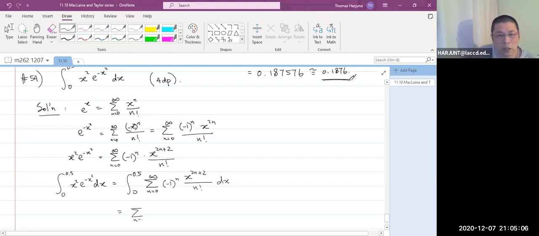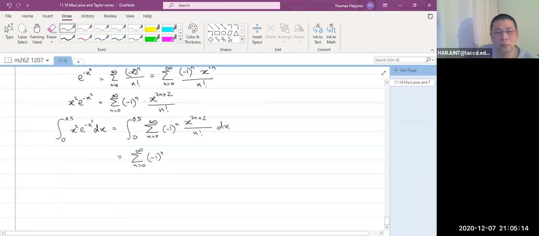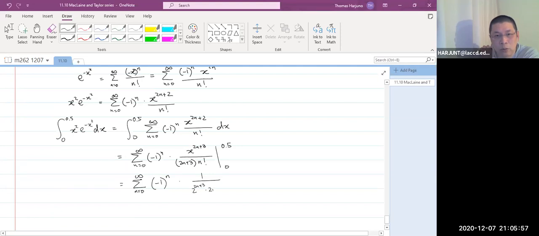That is the series from 0 to infinity of negative 1 to the n, and then I get x to the 2n plus 3 over (2n plus 3) times n factorial from 0 to 0.5. Now 0.5 is 1/2, so let me write it this way: times 1 over 2 to the power of 2n plus 3, (2n plus 3), and n factorial. What do you think?